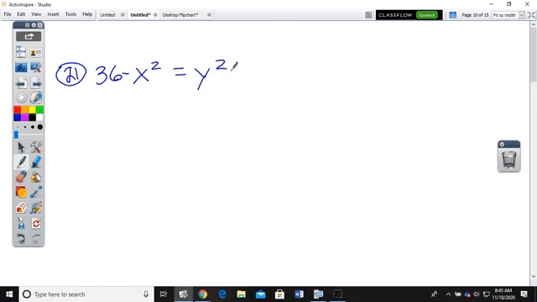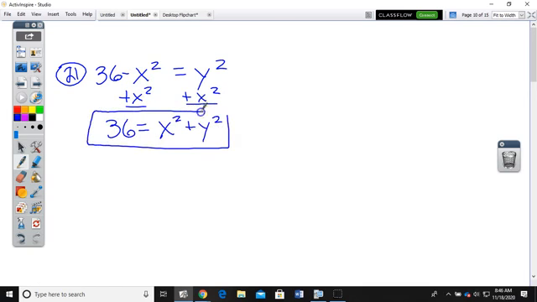Yes. All right. Now what do we need to move? The x. So how do I move it? Add x squared over. We get 36 equals x squared plus y squared. It is okay to be written backwards. You can leave it like that. So there's the standard form. What is my center? 0, 0. And what is my radius? 6.